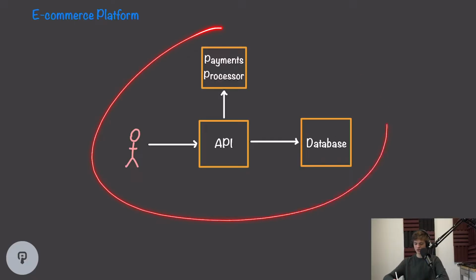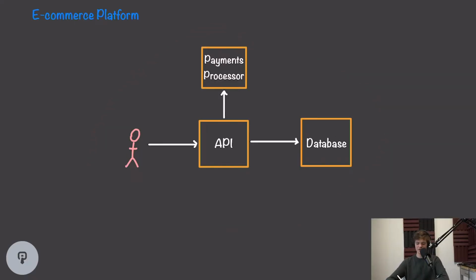So our base architecture diagram for our e-commerce platform is going to consist of an API, a database that stores information about our products and our users' purchases, and some payments processor that we have to interact with, and that's going to be a third-party service that's handling our payments.